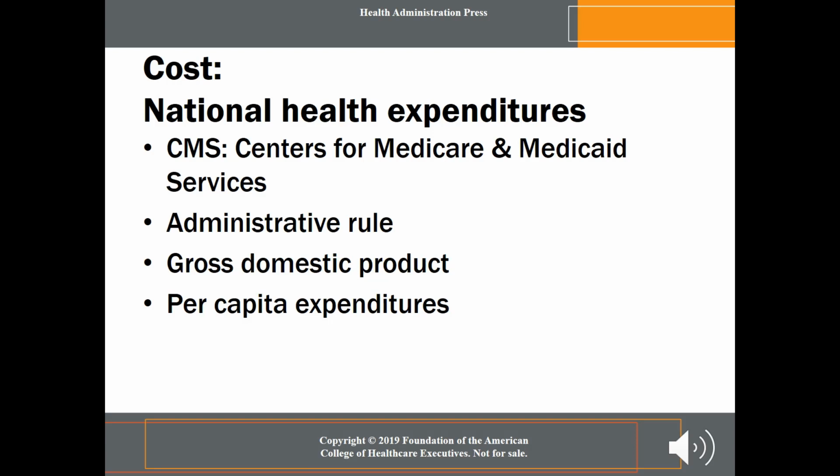Gross domestic product, or GDP, is the monetary value of all finished goods and services produced in the country by individuals and companies collectively for a specified period of time, usually a year. For example, in 2016, the GDP for the United States was 18.757 trillion, and by comparison, the GDP for the second largest economy in the world, China, was 11.2 trillion. And then per capita expenditures, that is the total amount spent on healthcare, the national health expenditures, NHE, divided by the population.